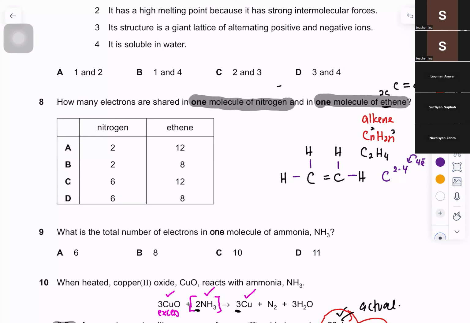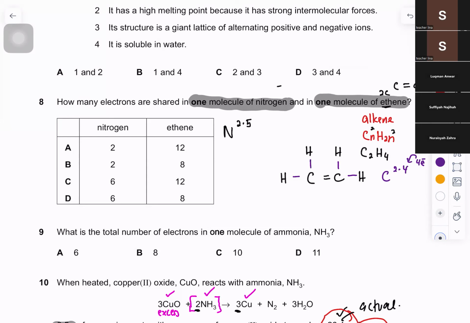Faham. Okay. Nitrogen ni actually dia 2.5. How I get the 2.5? From the periodic table, the atomic number, proton number. So dia 7, so I buat electron arrangement. Electron arrangement dengan electronic configuration is the same. Electronic configuration for IGCSE, electronic arrangement for the SPM. IGCSE pun sometimes disebut electronic arrangement. They depend, tapi sama je.